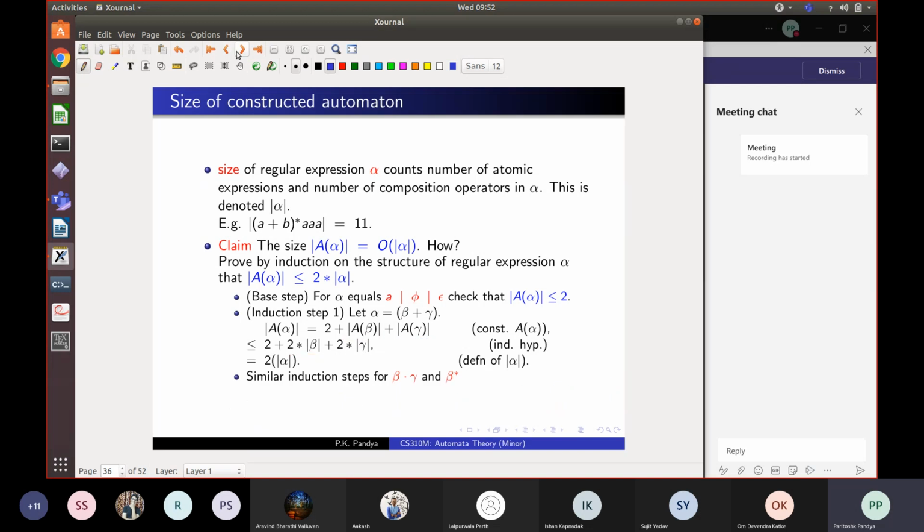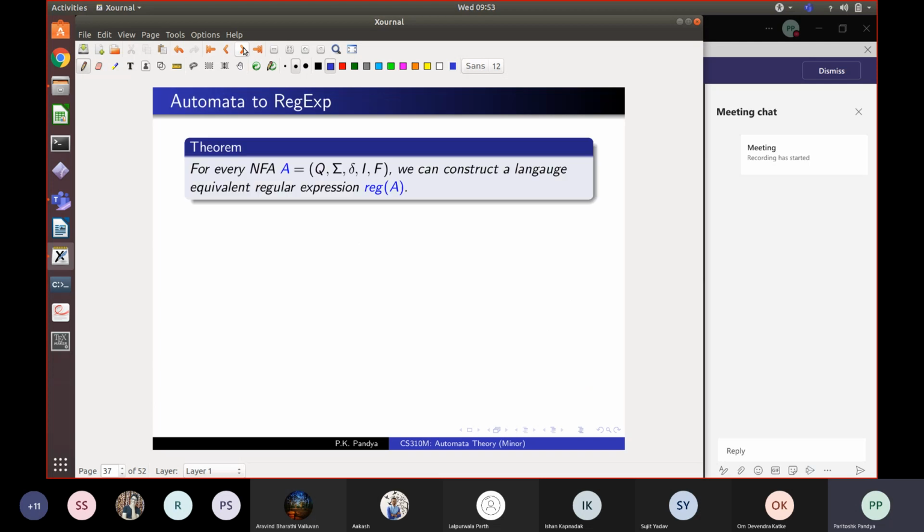Okay, you proved it for plus, but you have to prove it also for beta dot gamma and beta star. I will leave this as an exercise for you to do. Just as I've done it for plus, alpha equal to beta plus gamma, you should do it for alpha equal to beta dot gamma and alpha equal to beta star. So please complete this proof. That's your job. You may even be asked to do this. So that finishes the size of the automaton.